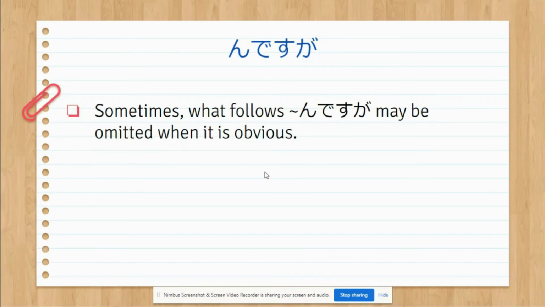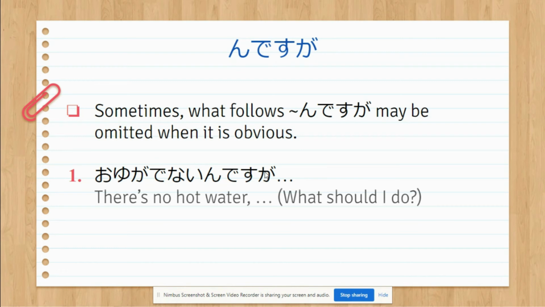Sometimes what follows n desu ga may be omitted when it is obvious. Oyu ga denain desu ga. Oyu is hot water. Denain means doesn't come out. So there's no hot water. You can omit doshitara ii desu ka? What should I do? You can simply say oyu ga denain desu ga because what follows is obvious. You have to determine when you can omit the words, only when it is obvious.